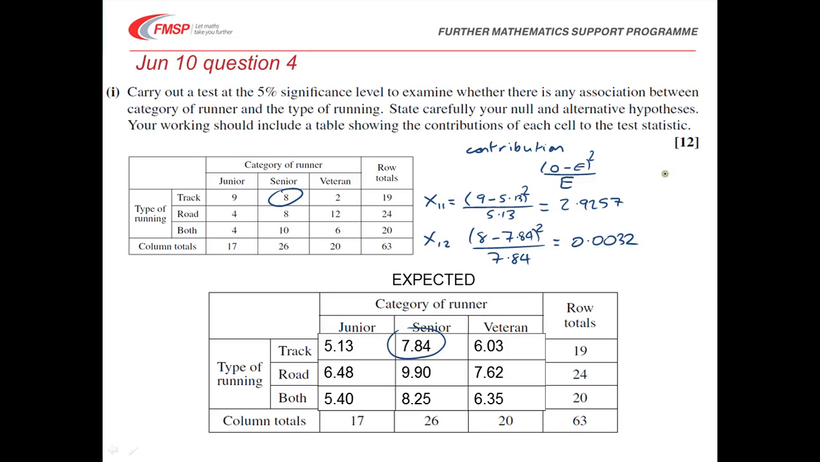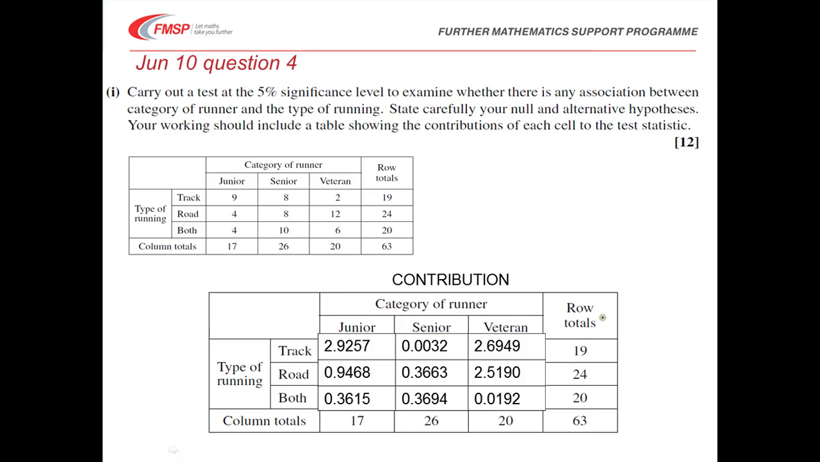Let me just describe how your marks are kicking in. You only get 2 marks for this, so you've got to make sure it's right. You get a method mark for demonstrating that you're working out O minus E squared over E, and then you get an accuracy mark for getting all of your contributions correct. Okay, so we're getting there. We're now up to what? 1, 2, 3, 4, 5, 6 marks. 6 of these 12 marks.